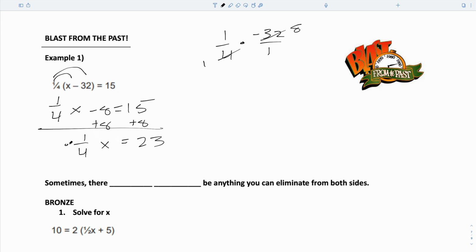Kylie. Take the reciprocal if there's a fraction in front and multiply both sides. That cancels, leaving an x on the left. 23 times 4 is, Elliot, 92. 92? Yes. Okay. How many blunders did you just make? Question, Tony?